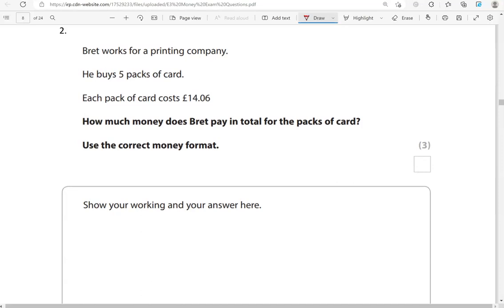Brett works for a printing company. He buys 5 packs of card. Each pack of card costs £14.06. How much money does Brett pay in total for the packs of card? Use the correct money format.